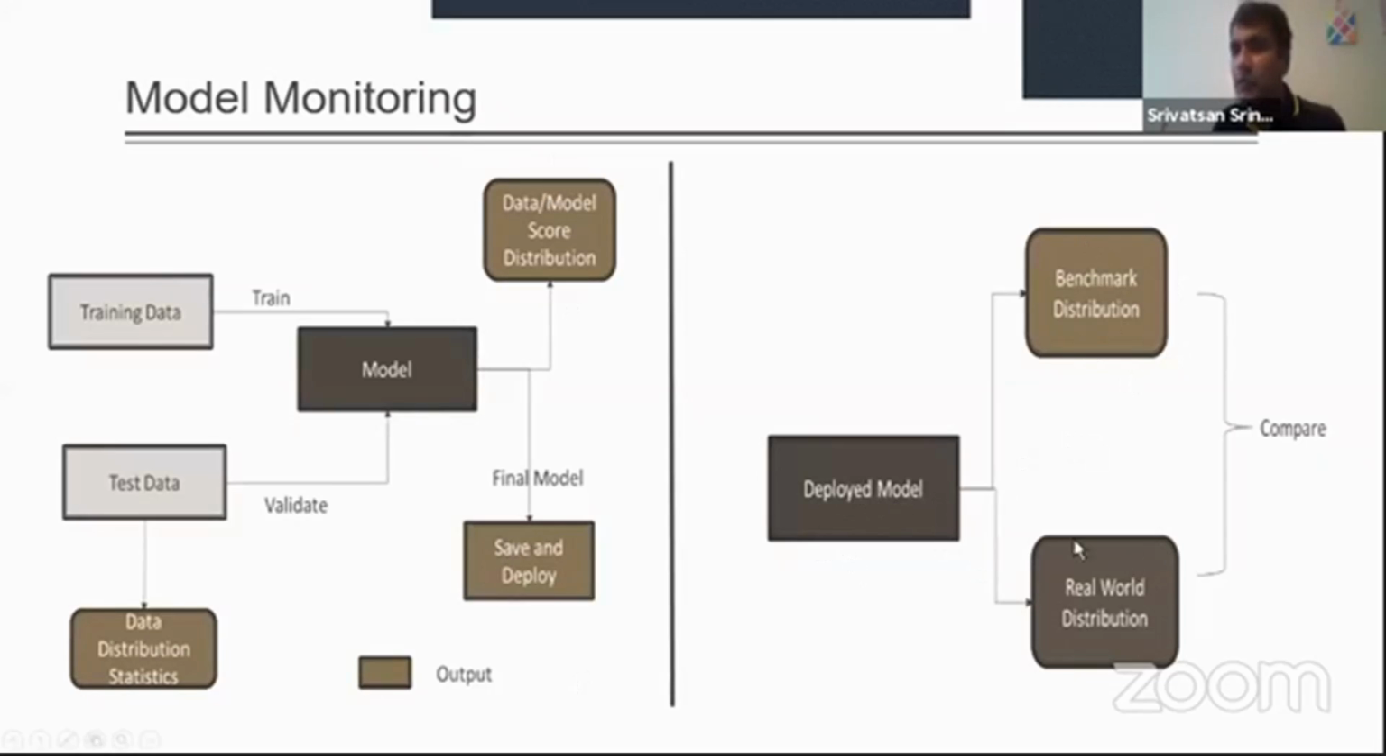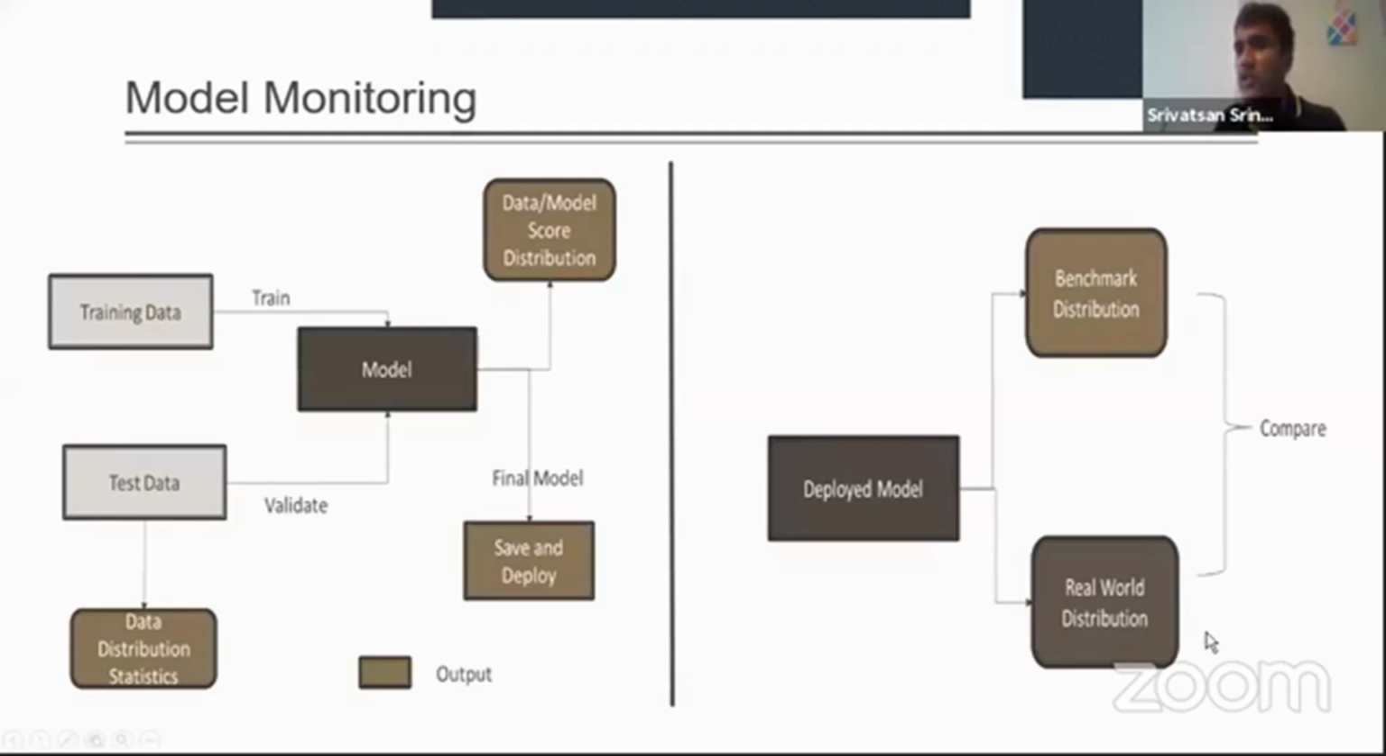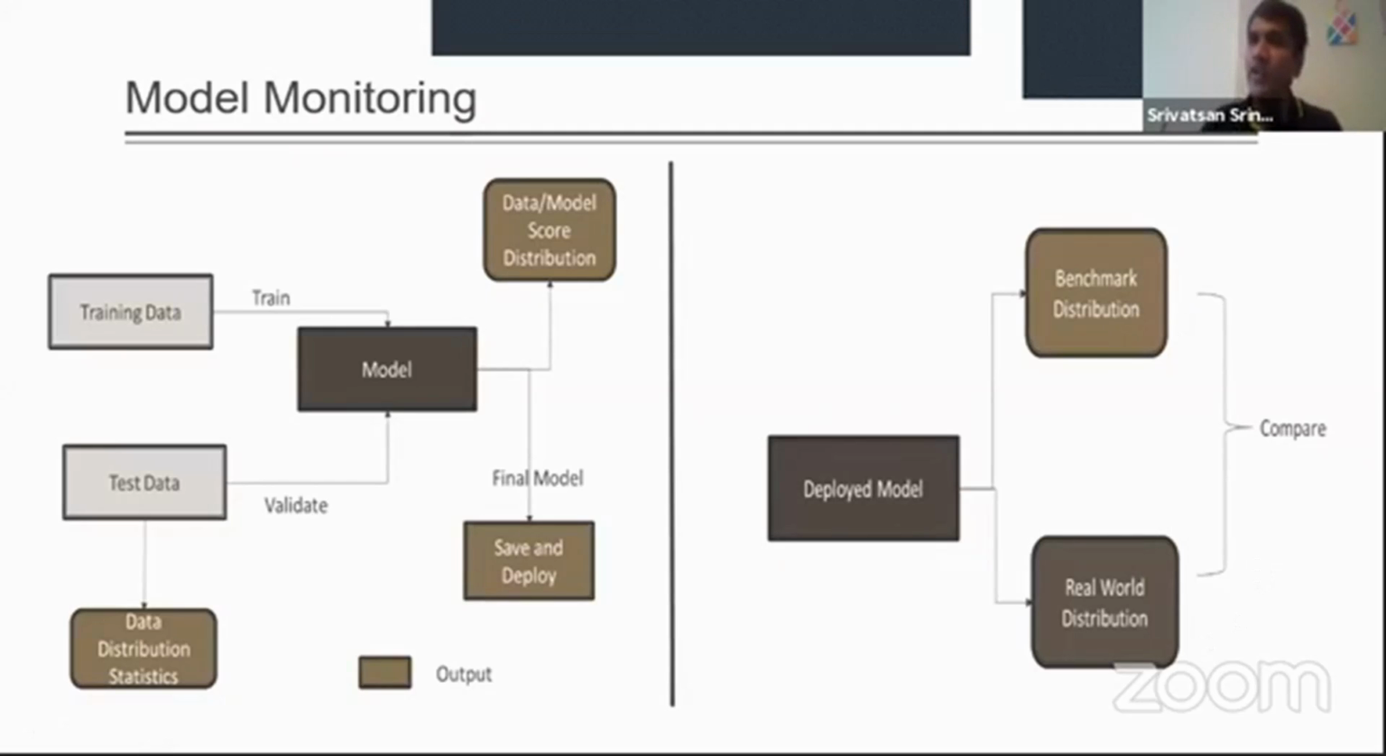And what I do is, as and when my model scores, at frequent intervals, I collect my real world distribution, and then I compare it. I make sure my benchmark distribution is equal to the real world distribution or close to it. But if it is not, that means our model is not predicting properly. So I need to go and retrain my model.